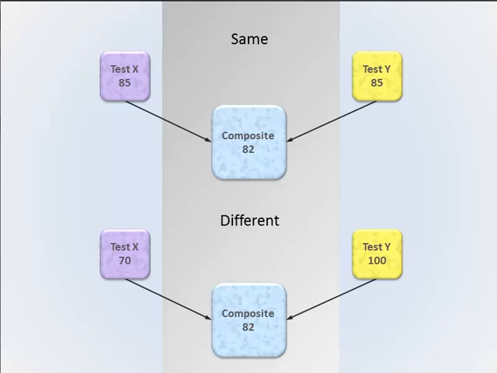However, it often happens that test X and test Y are quite different from each other. The composite score in this case is still the same because the average of X and Y is 85. The question then is how to interpret this score of 82. Should we interpret it the same way, whether X and Y are the same or different? What's to be done? Why does this even happen?